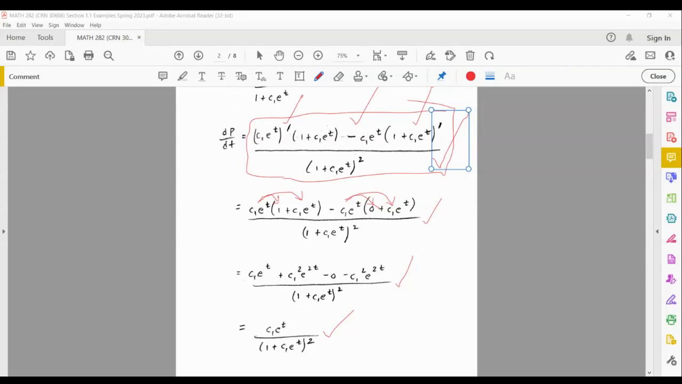The reason we are taking the derivative is that they told us we had our differential equation dp/dt equals p times 1 minus p. So if this function p of t is actually a solution of the differential equation, then if we take the derivative of that function, we should show that the derivative equals p times 1 minus p. Okay, sure.